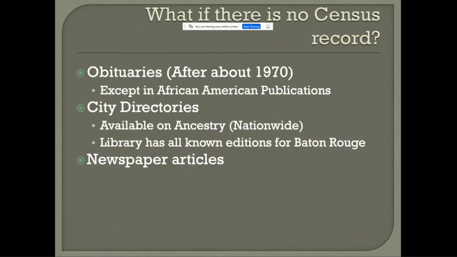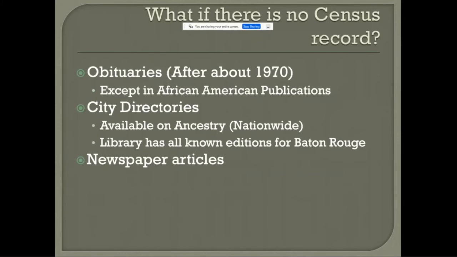Okay. So what if there is no census record? The most recent census available is 1940. The census keeps personal information private for 72 years, which means next April 1st, the 1950 census is coming out. I know I'm excited about that. I hope Cassie might be too. A lot of information is going to be on there. But 1940 is the most recent census available. What do you do if there are people you're looking for before 1940? How do you get back to 1940?